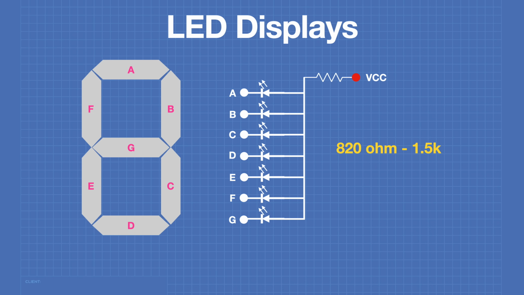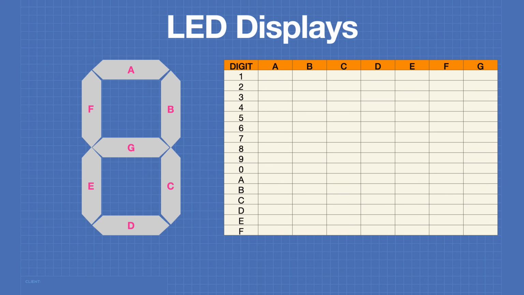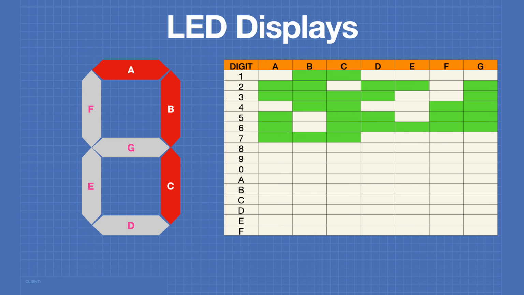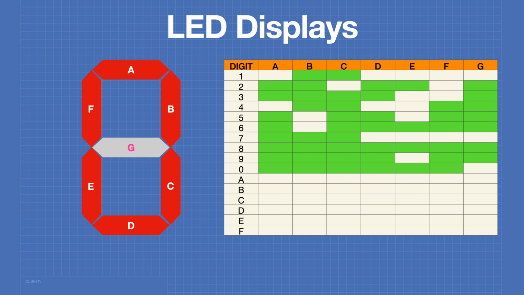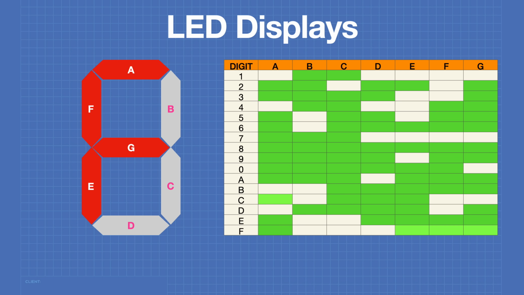In order to display characters, we illuminate the individual elements of the display. We can build up a truth table that indicates which elements are lit for each character, and we can display every character numerically from 0 to 9, plus the first 6 letters of the alphabet for use in hexadecimal displays.